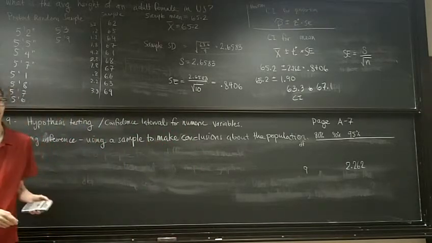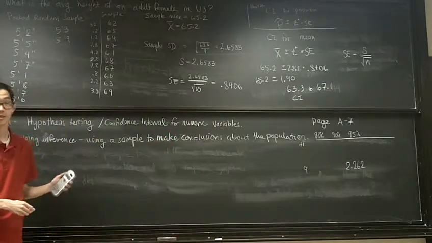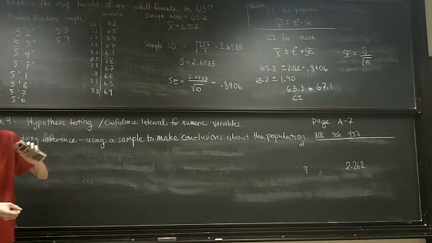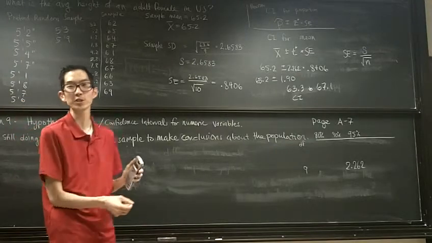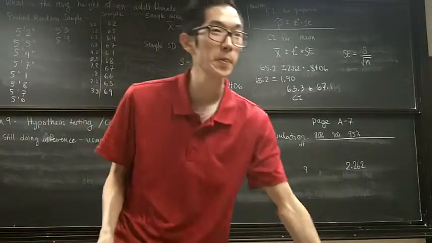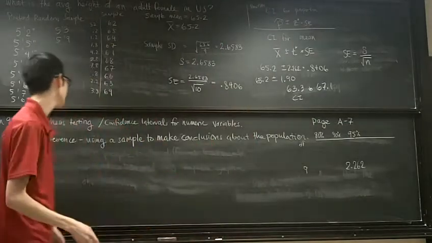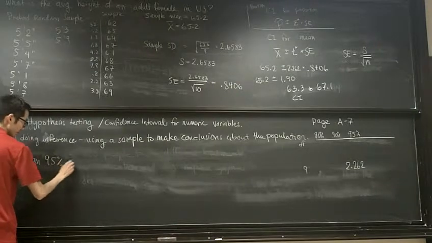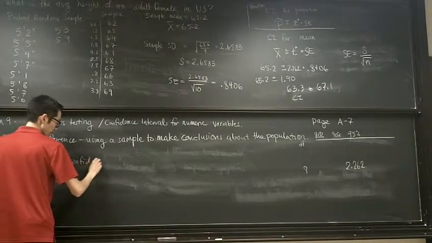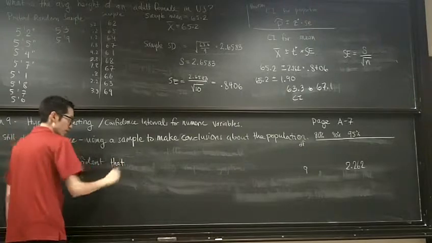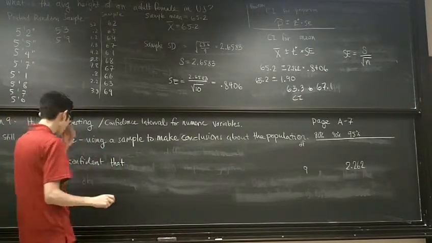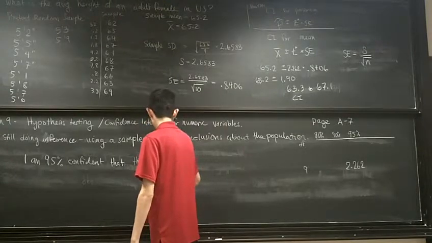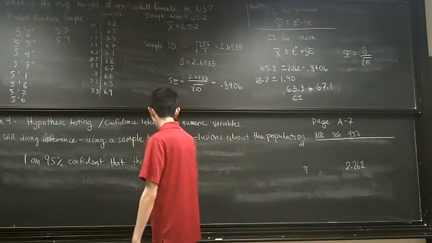Is this part so far okay? Okay, so what is the sentence I write? My interpretation of the confidence interval. I am 95%. Okay, good, that's a good start. I am 95% confident that the average height of an adult female in the US is between 63.3 inches and 67.1.